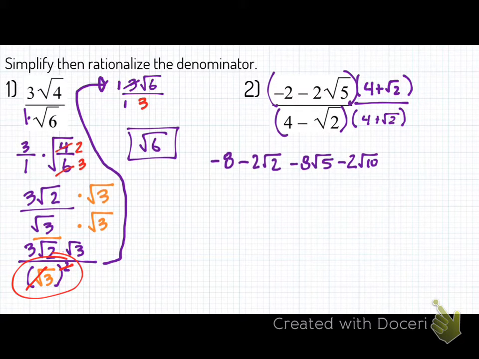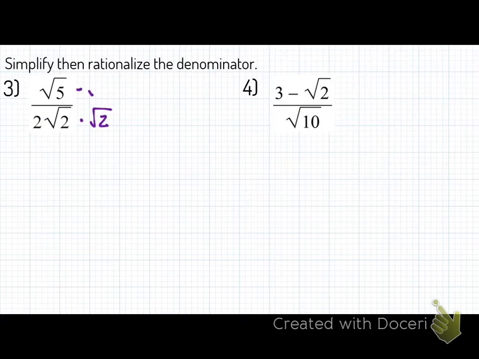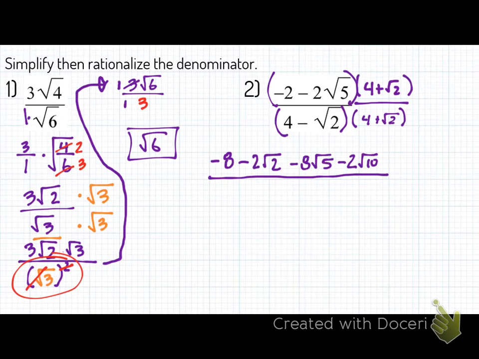Okay, so the denominator now. The denominator is actually the easier part. Square the first term. What's 4 squared? 16, right? Square the second term. What's rad 2 squared? Sorry about that. 4 squared is going to be 16, right? And then rad 2 squared is just going to be 2, and put a minus sign there.